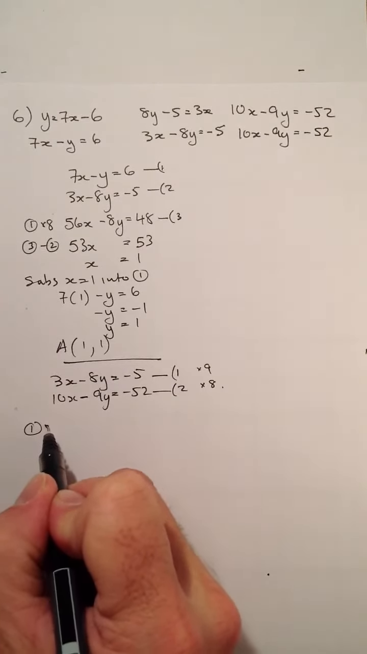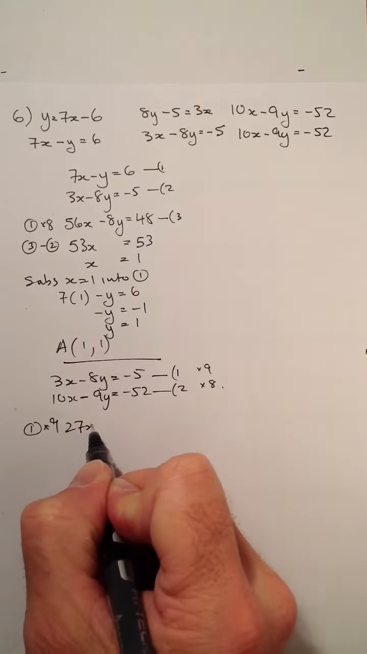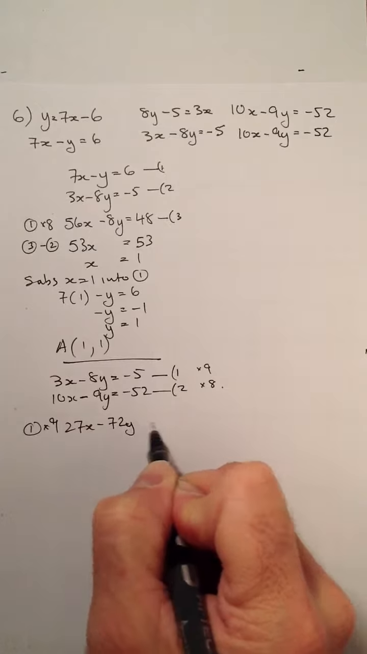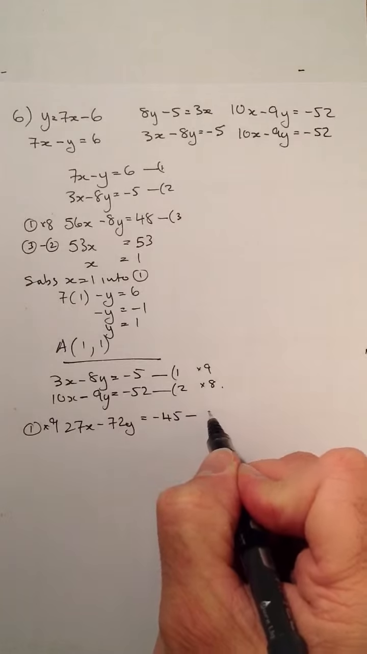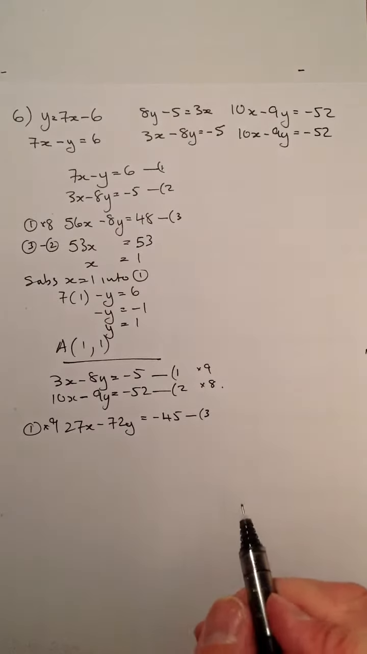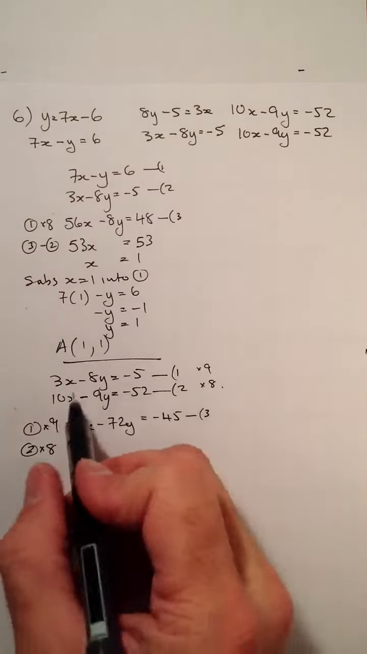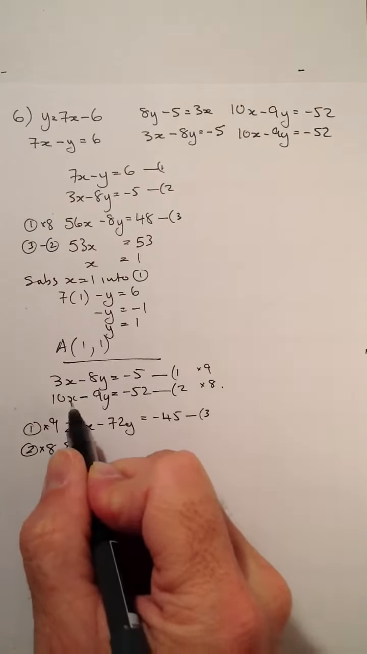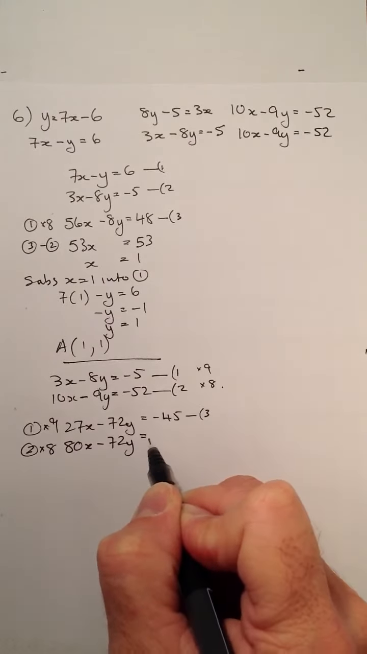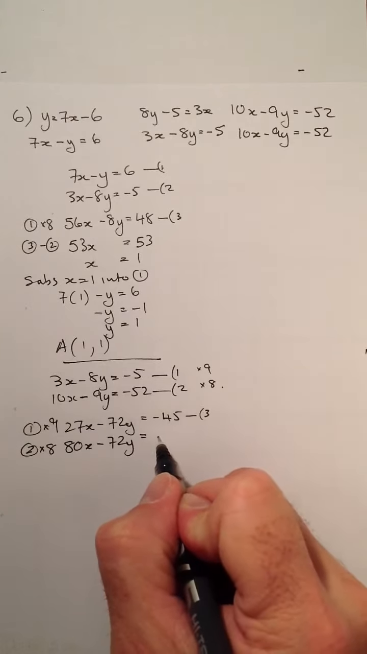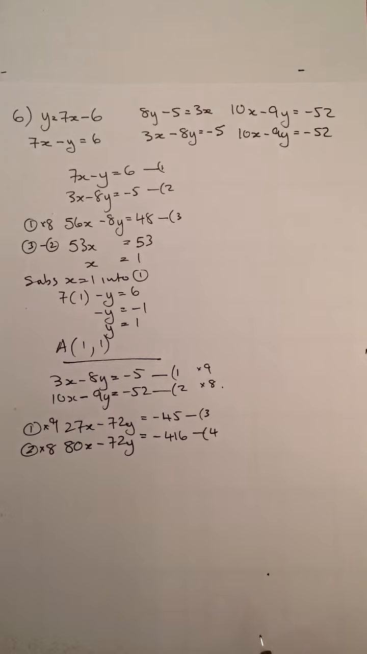So equation number 1 times 9, and what I should get from that will be 27x minus 72y, and that is equal to minus 45. I'll call that one equation number 3. I'm going to multiply equation number 2 now by 8. So multiplying that by 8, I should have 80x minus 72y, and if I work that one through, I should have minus 416. So that will be my equation number 4.